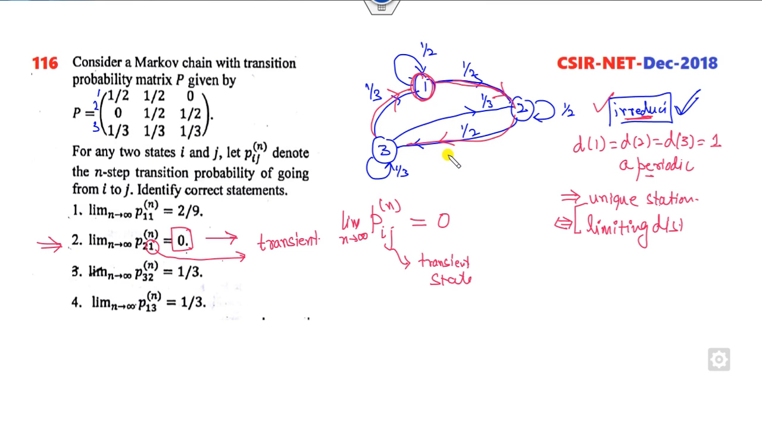Is there any existence path? No. It means 3 is a recurrent state, 1 is also a recurrent state, and 2 is also a recurrent state. So none of them are transient states, so this probability can never be 0. Fine. Okay, now come back to this question.